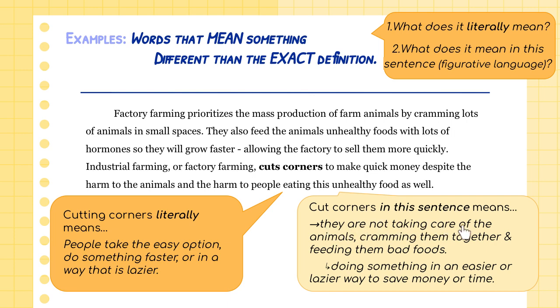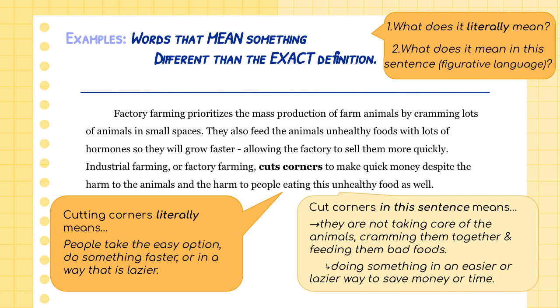I know that they're not taking care of the animals, right? They're putting them together in small spaces, and they're feeding them bad foods. So they're doing something that's kind of faster just so they can grow faster and then they can make more money off the animals. It takes a lot of work to take care of animals and it's a lot of hard work, but they don't do that. They just cut corners, take the shortcut. So we know that in this paragraph, cutting corners means doing something in an easier or lazier way to save money or time.